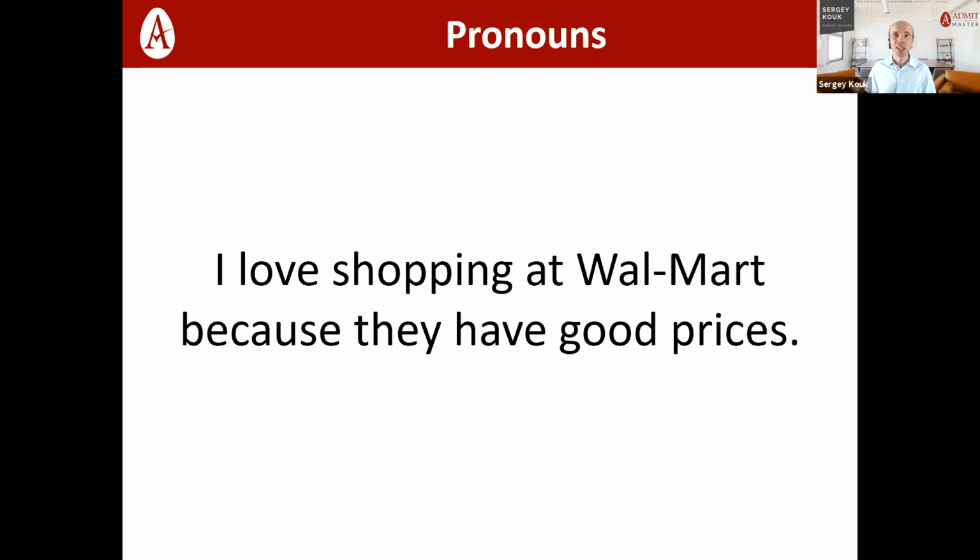But technically, if we look at this sentence from a grammar perspective, Walmart's a company. And it's one company. So we're not talking about Walmart workers. We're not talking about Walmart stores. We're talking about Walmart. And Walmart is one company. So if we want this sentence to be grammatically correct, we should say, I love shopping at Walmart because it has good prices. Whew, sounds terrible. Nobody would speak like that.